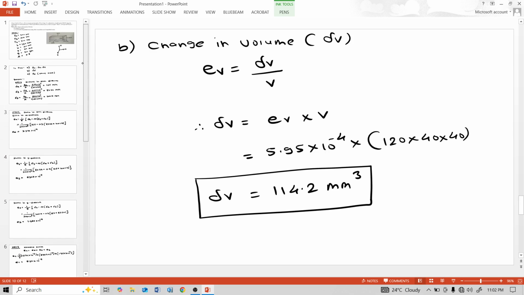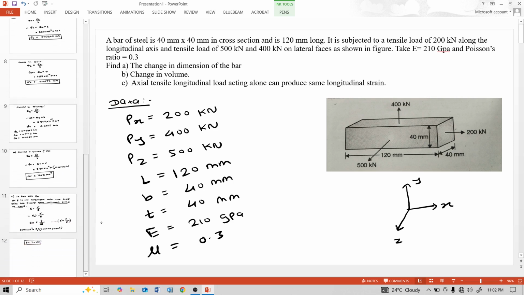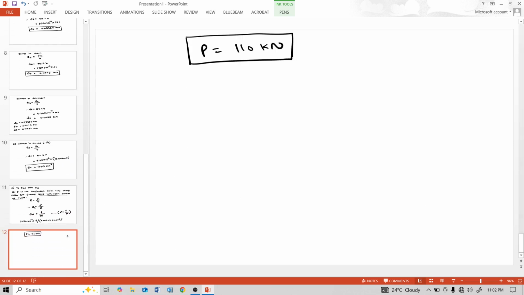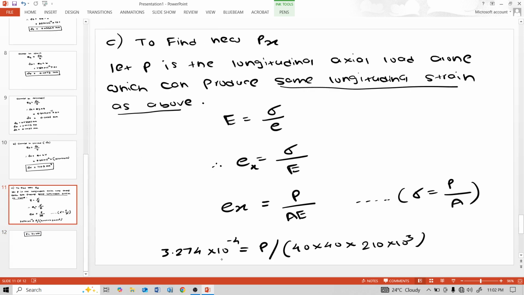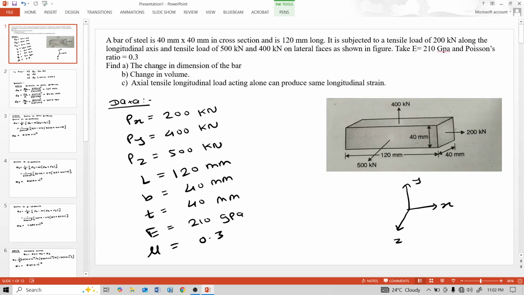And in C, the numerical asks us: axial tensile longitudinal load acting alone can produce same longitudinal strain. For that, axial tensile load is 110 kilonewton acting alone for that same strain in x direction, 3.274 into 10 raised to minus 4. So this numerical completes. Thank you very much.